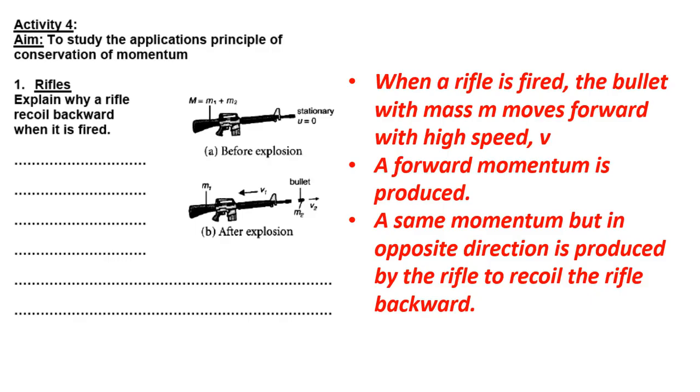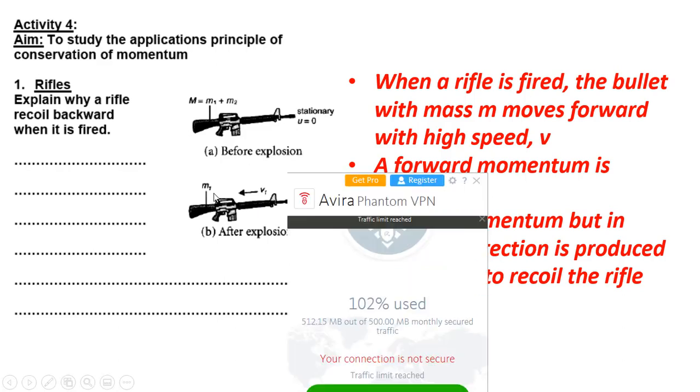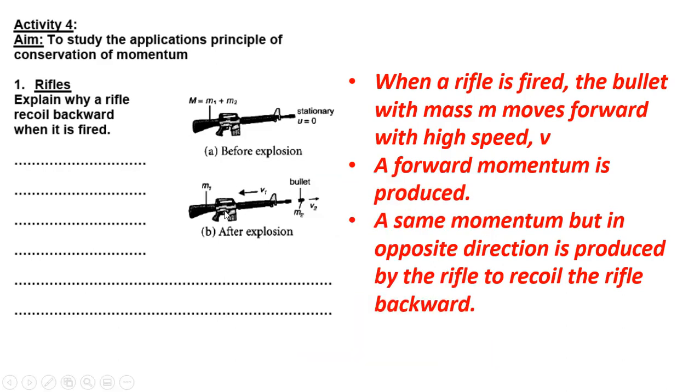Okay, so that means the mass of the bullet times the velocity of the bullet is m2v2 here, and the mass of the rifle times its velocity is m1v1. So the momentum of the rifle should be backward and the momentum of the bullet moves forward. Okay, so same momentum but in opposite direction. That's why when the bullet moves forward, the rifle will recoil backward.